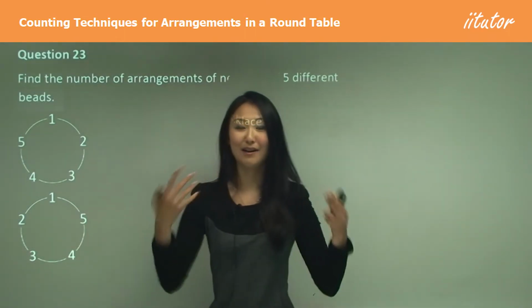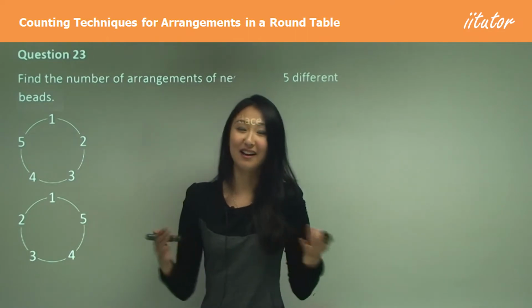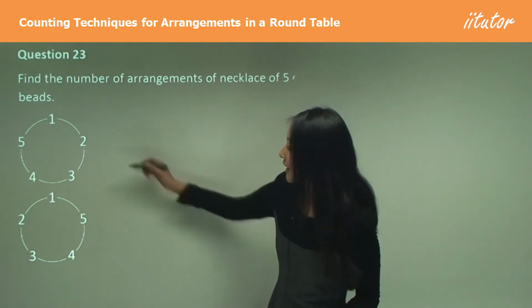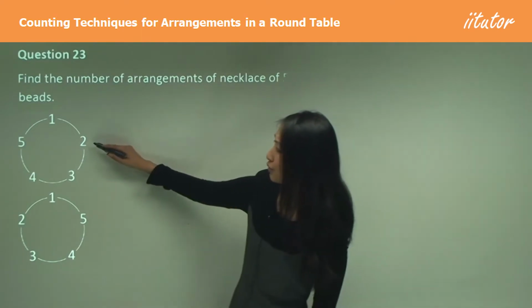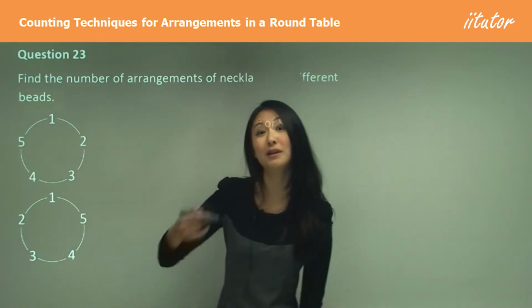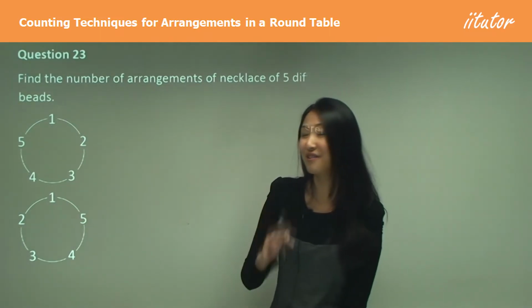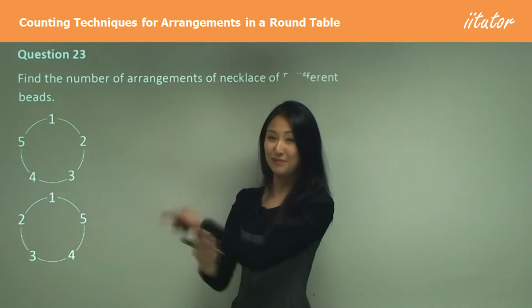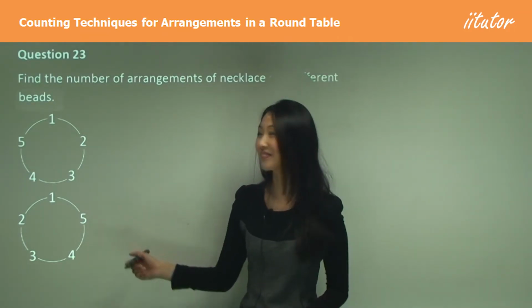But this doesn't apply to people because basically you can't flip a whole table around. You can't flip people around. If you have this, and then 2 is sitting on this side of one and 2 is sitting on the other side, that would be different for people, but only for necklaces and bracelets where you can actually just flip them around are they the same.